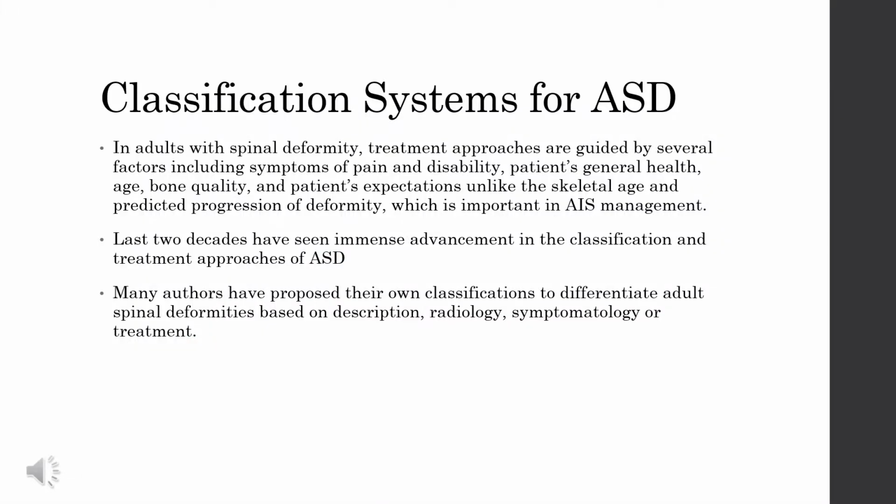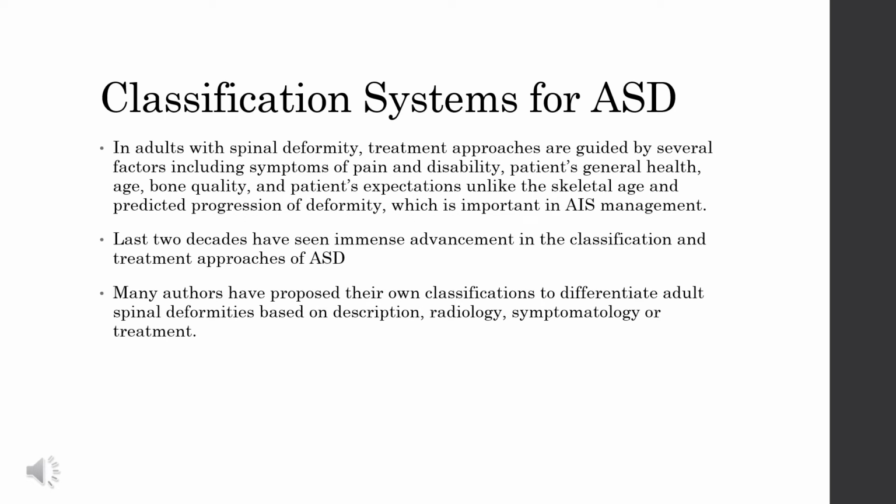Widely accepted classification systems are available for adolescent idiopathic scoliosis. However, the same cannot be extrapolated to adult spinal deformities. Treatment of adult spinal deformities is guided by several factors such as pain, disability, the patient's general health, age, bone quality, and patient expectations. In adolescent idiopathic scoliosis, skeletal maturity and progression of the deformity are the main guiding factors for treatment. There has been increased interest and advancement in the classification and treatment of adult spinal deformities in the past 2 decades.